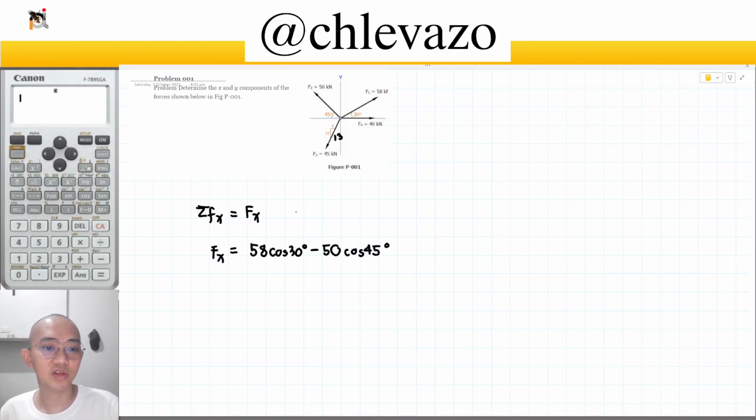Okay, and then we have the 45 kilonewtons, F3. So, that is negative pa rin kasi due to the negative x-axis. Negative 45, ang direction niyan is 5 over 13. And then, we have an F4, which is a horizontal force plus 40. Okay? So, ang value neto, kunin natin ang value.